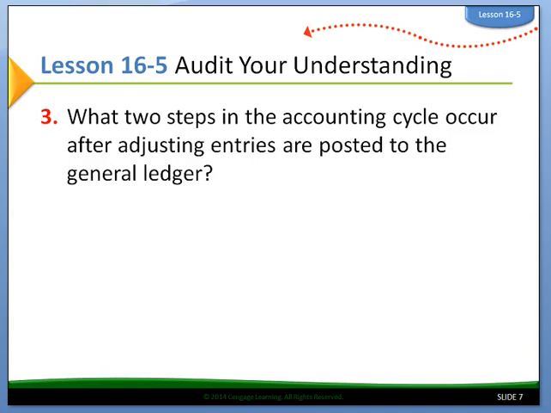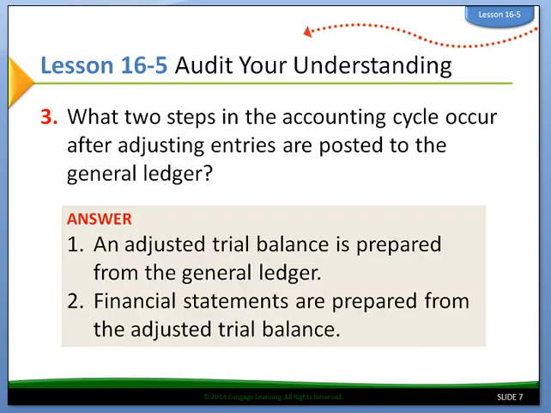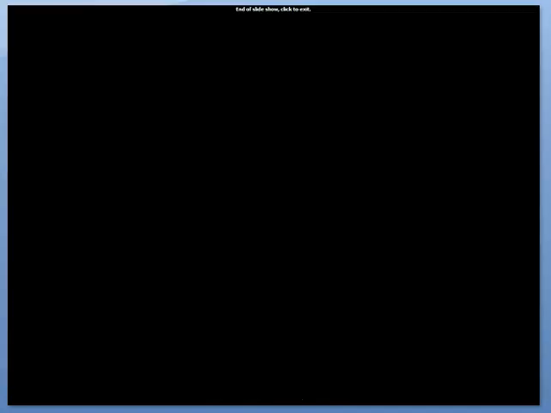What two steps in the accounting cycle occur after adjusting entries are posted to the general ledger? If you go back to the cycle, after adjusting entries are posted to the general ledger, that's number seven in the cycle. So we would look at number eight, an adjusted trial balance is prepared from the general ledger, and number nine, financial statements are prepared from the adjusted trial balance. And that's it.